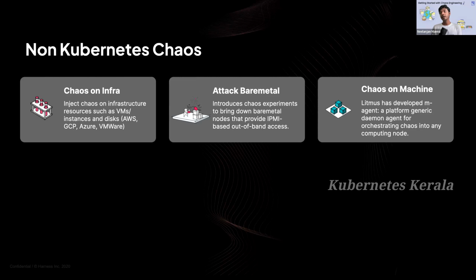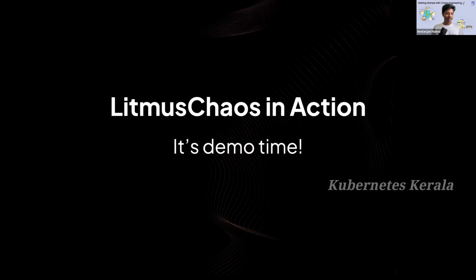Lastly, we can also target chaos on machines using something known as M-agent. It is basically a platform generic daemon agent, which orchestrates chaos into any computing node using LitmusChaos. All right, I have said enough. Now we'll look at what LitmusChaos looks like in action.